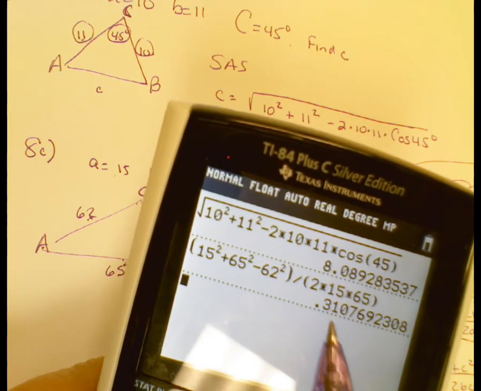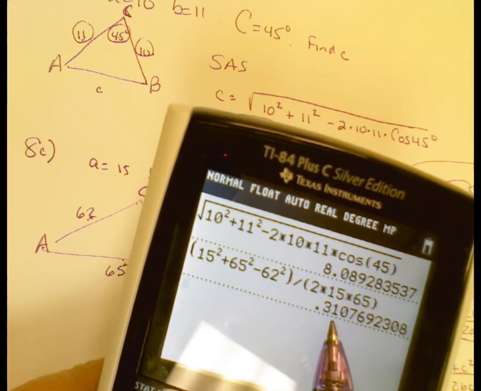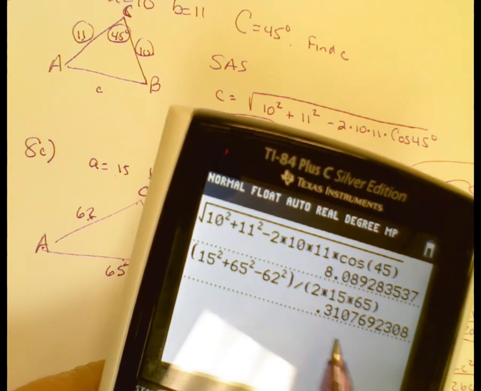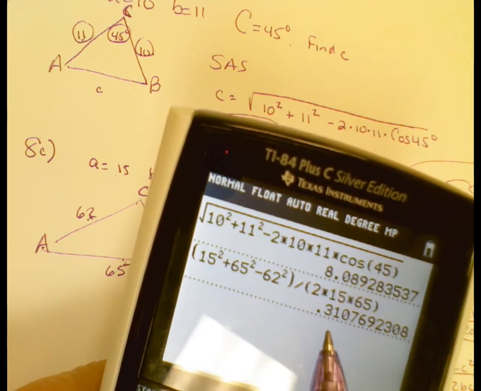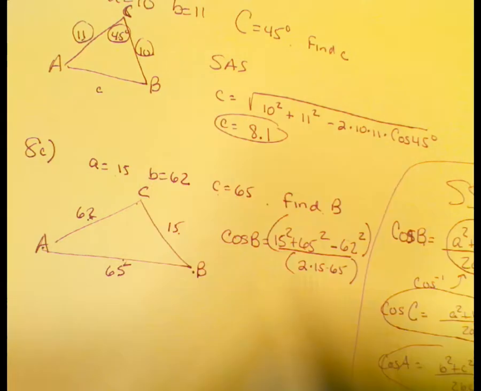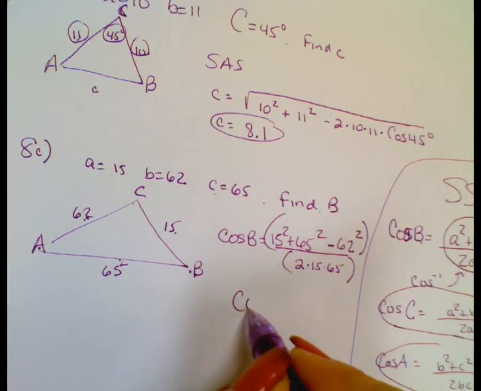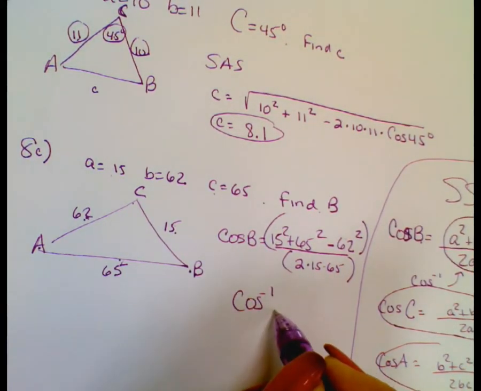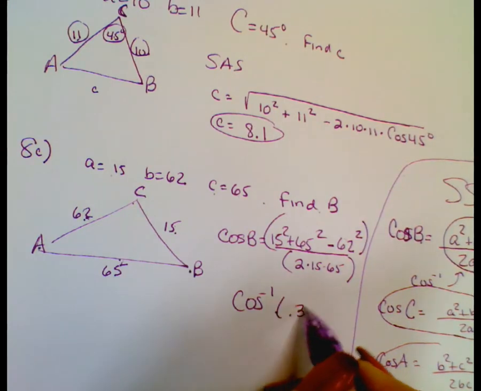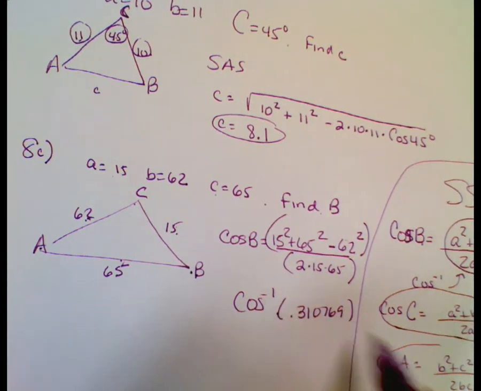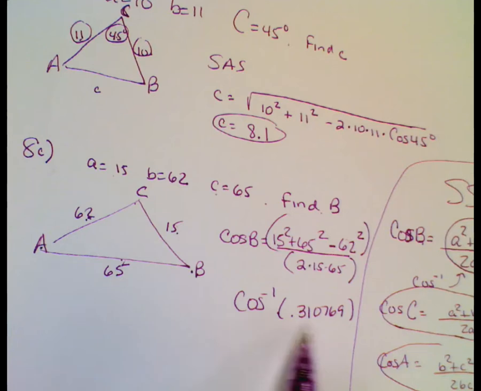Now this is not an angle. 0.3 is not an angle. I repeat, 0.3 is never going to be your angle. An angle is a little bit bigger than this. So to get this angle, we're going to press second cosine or arc cosine of 0.310769, all these decimals. So there's a couple ways to get this decimal in there.